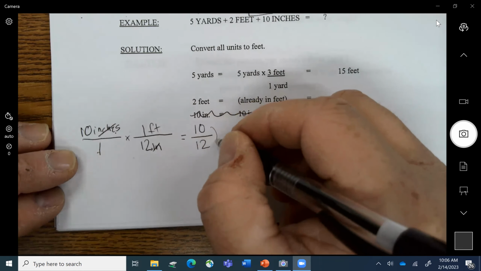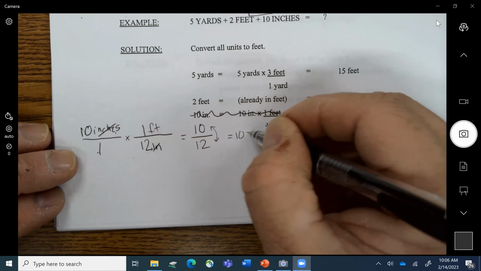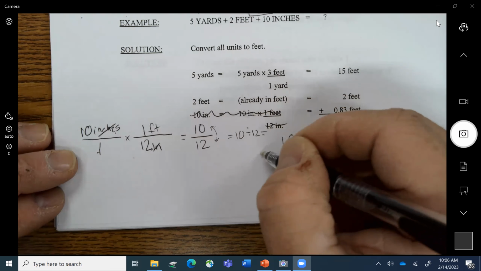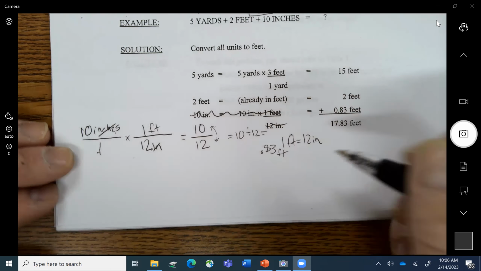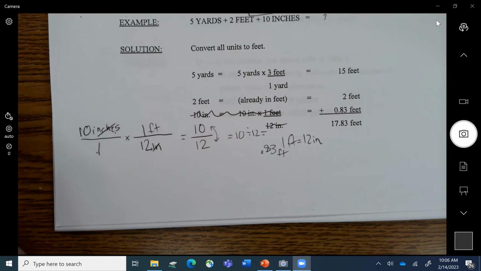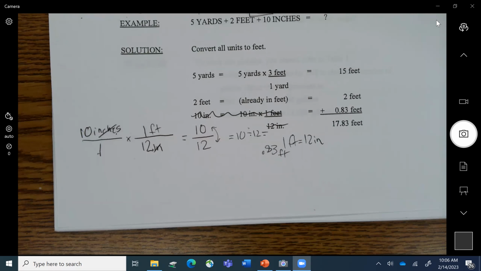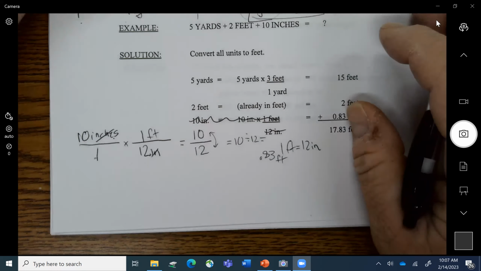Now you see how there's 2 numbers here? There isn't just a 1. What do you need to do to this? You do 10 divided by 12. That will give you your answer, which is 0.83 feet. Okay? So that's how you do a conversion factor. Sometimes there will be division here. It does happen, all right? So it is there. That's how it works. Okay, next page.